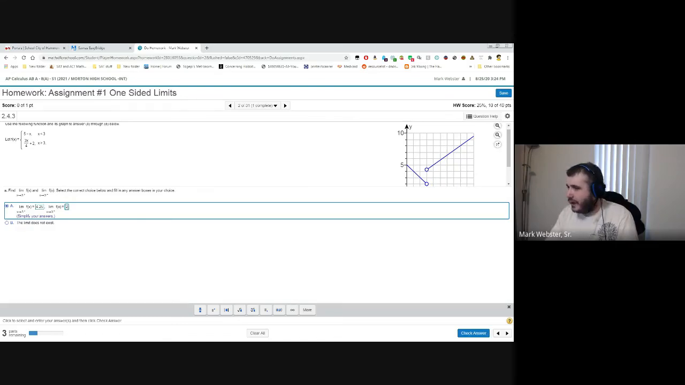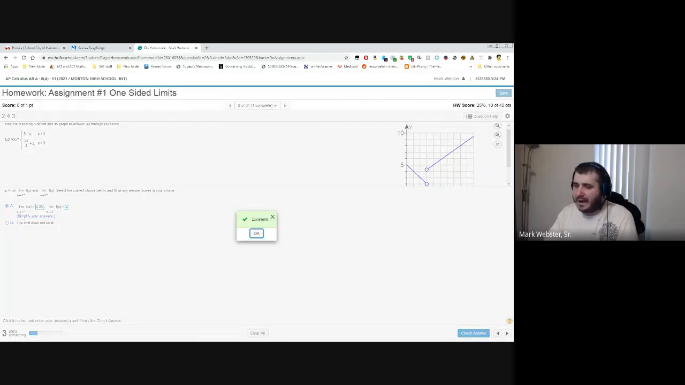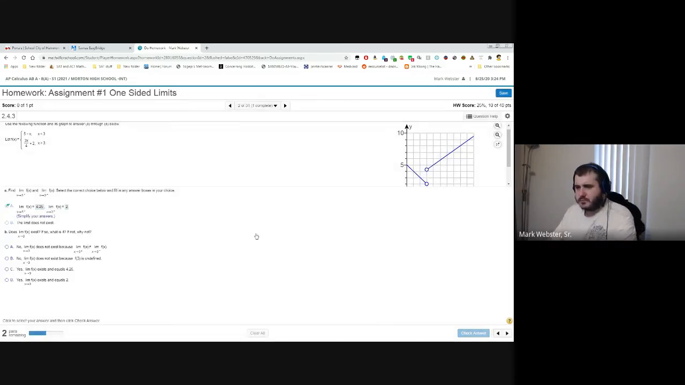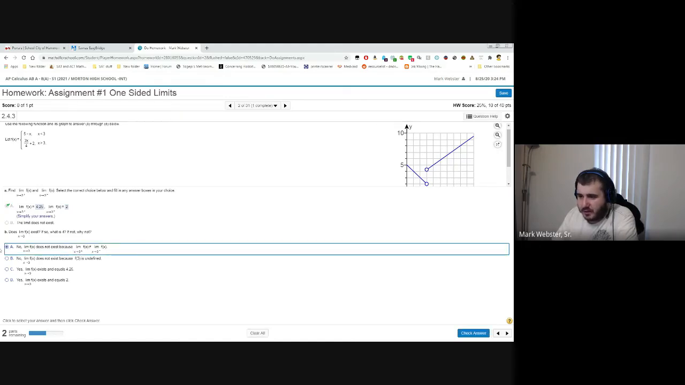Okay, let's try this again. Okay, good. But just be careful with it. And then it's going to open up this next part. Does the limit exist? Now you're actually going to answer, does it exist or not? No. And the reason is because the left and the right hand limit don't match.